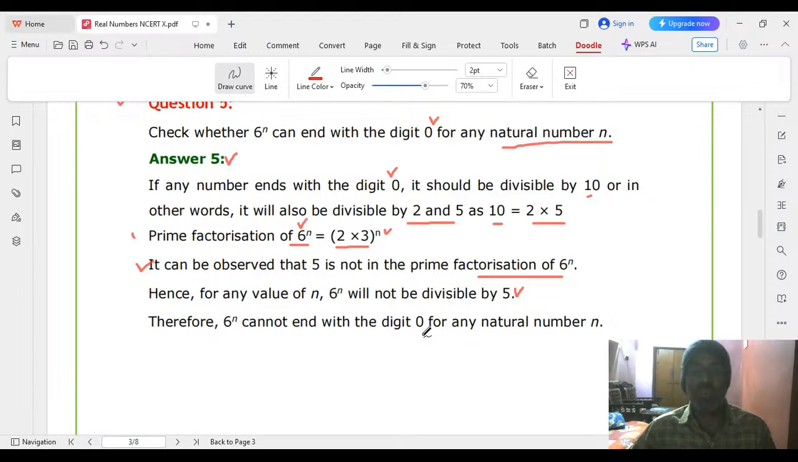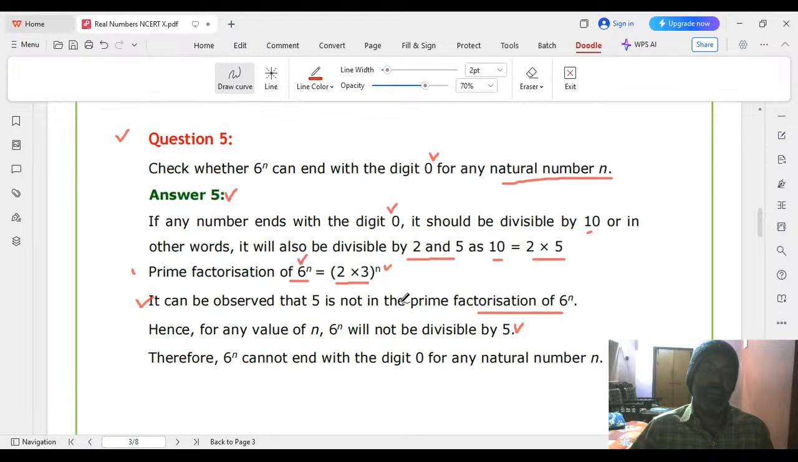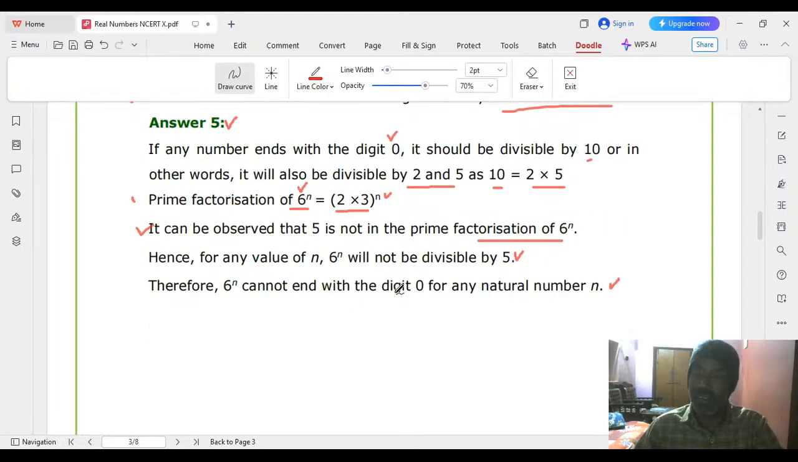Hope there is no problem understanding the explanation of this solution. This is a very important question; such types of questions are asked in the board examination. If this question is asked in this way, check whether 6 to the power n can or cannot end with the digit 0 for any natural number, then this is the reverse explanation of the given explanation. So let's see the next question. This is question number 6.